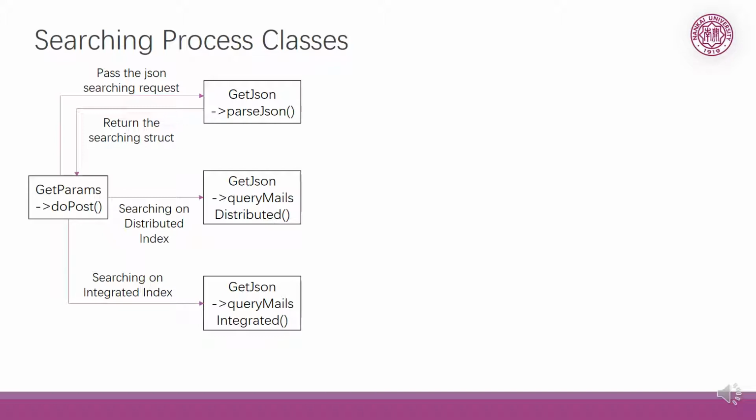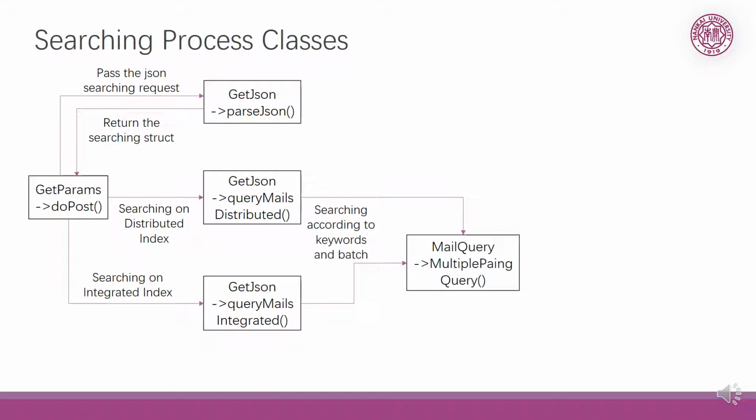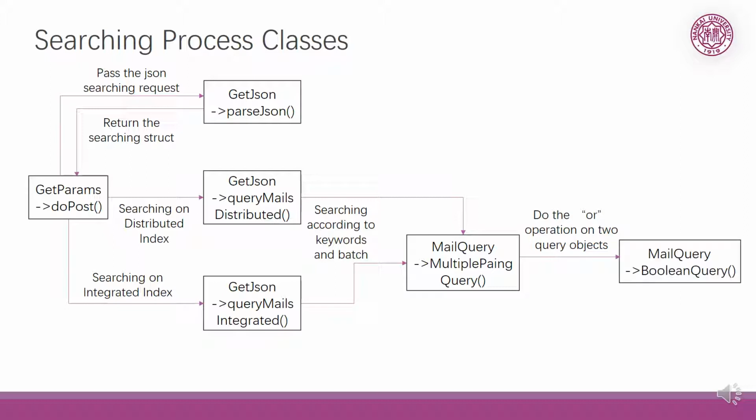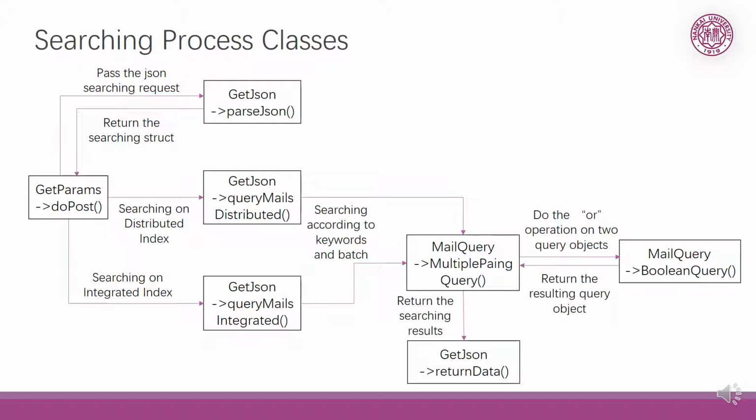Both of two methods will call the multiple paging query method of class mill query, which constructs the searching object by using the Boolean query to do the OR operation on the two search objects. One is the query parser of the keywords, the other is the range query of the batch. And the getJSON function return data is responsible for returning the searching results.